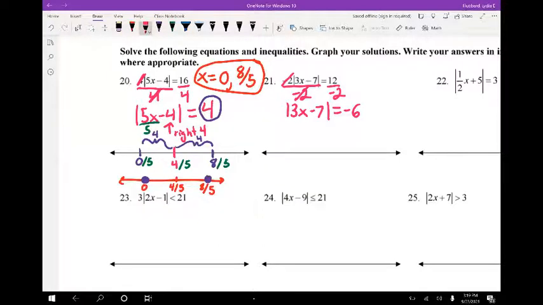Okay, now we've got to stop and think for a second because we have this set equal to a negative number here. And we should know that by definition, absolute value is always positive. So if absolute value is always positive, there is no way that it could be equal to a negative 6. There's no way. So because of that, the answer to this is no solution.